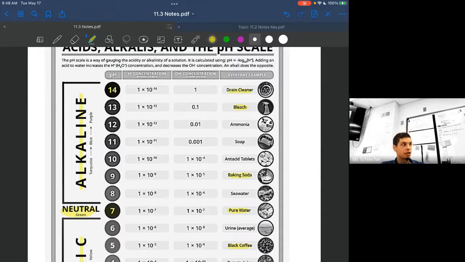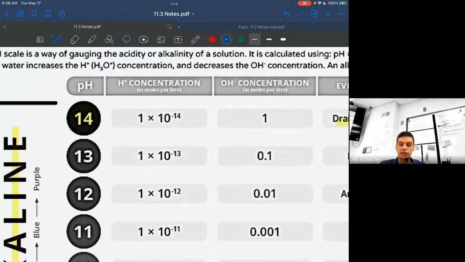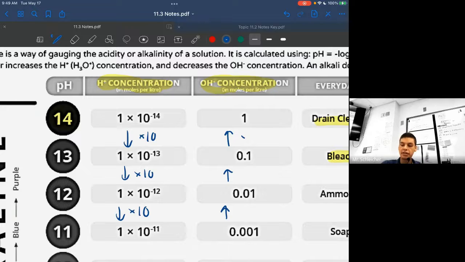Something else I want you to notice about the pH scale is that as you go down the pH scale, it looks like the H+ concentration and molarity and the OH- concentration are changing. It looks like the H+ concentration goes up by times 10 every single time. And it looks like the OH- concentration goes up times 10 every time you go up the pH scale as well. So whenever you go up in pH, the amount of OH- goes up.